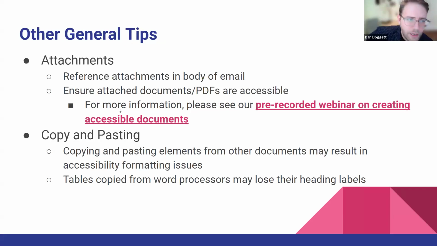Some other general tips. And again, some of this is accessibility, and some of this might be stuff that you're already doing in your day-to-day emails. In terms of attachments, reference your attachments in the body of your email. Assistive technology tools will pick them up, but it's nice to have an understanding of what that's going to be before folks open it up. You might already be doing this, but this is just something that we want to think about. And then, of course, we want to think about those actual attachments, and are those attachments accessible themselves?